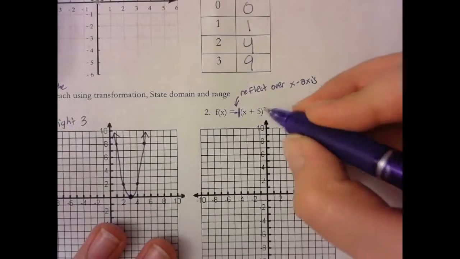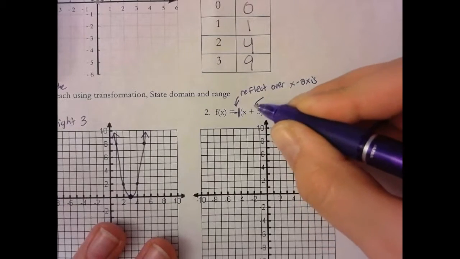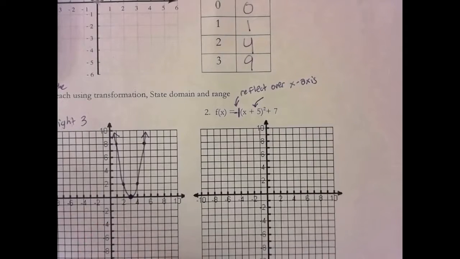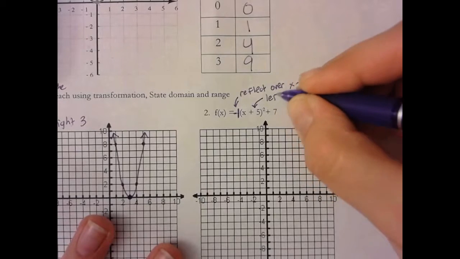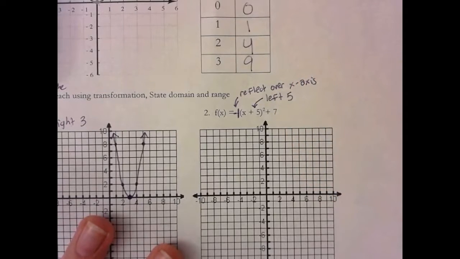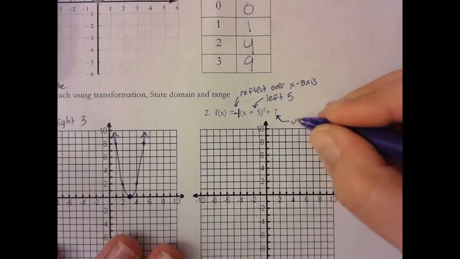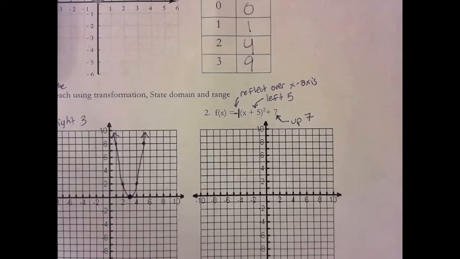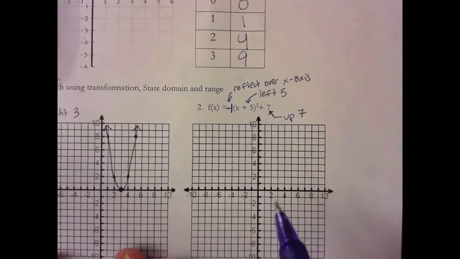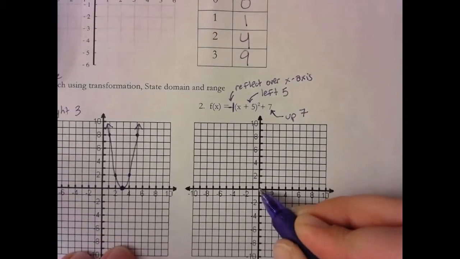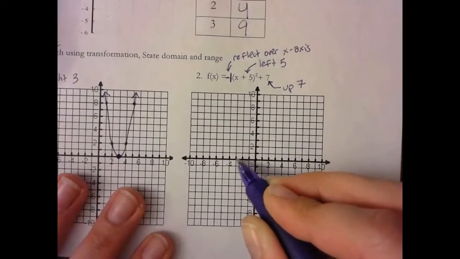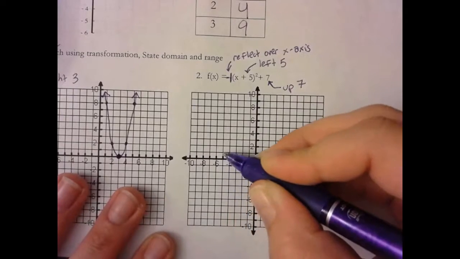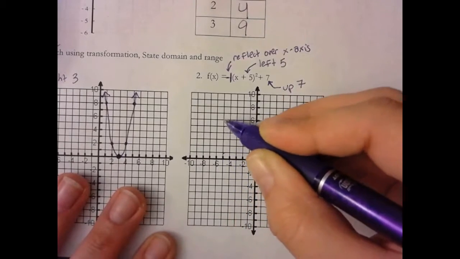All right. I bet looking at our chart at the top, since we have a +5 here, you can figure out what's going to happen. Hopefully you said it goes to the left 5. And then this +7 means we need to go up 7. So let's start by plotting our vertex. Our vertex started here, but we need to go to the left 5 and up 7. So left 1, 2, 3, 4, 5. And up 7. 1, 2, 3, 4, 5, 6, 7.